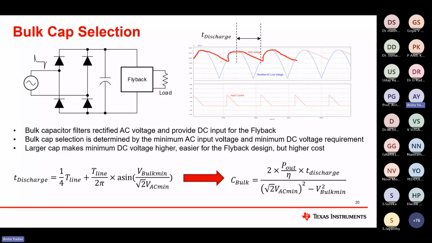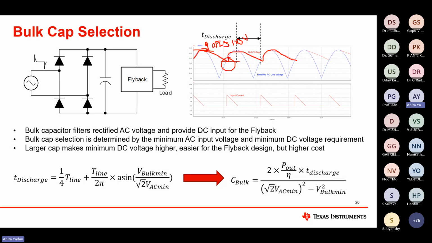So when we are designing the cap, this is our first priority, to know how much we want. The bulk capacitor basically filters the rectified AC line voltage and provides DC input to the flyback. So the bulk cap selection depends upon the minimum AC line. For example, if I'm saying 90 volt AC, this peak value will become 90 times root 2, which is almost close to 120 volt. If I am not wrong, it goes to 120 volt DC.